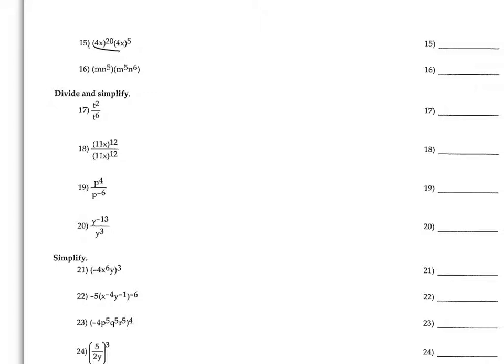Once again, these have like bases. We're multiplying two things with like bases, the base being 4x. We have 4x to the 20th and 4x to the 5th, so when we're multiplying like bases, we add. So we have (4x) to the 20 plus 5, and this should all be in parentheses, excuse me, to the 25th power.